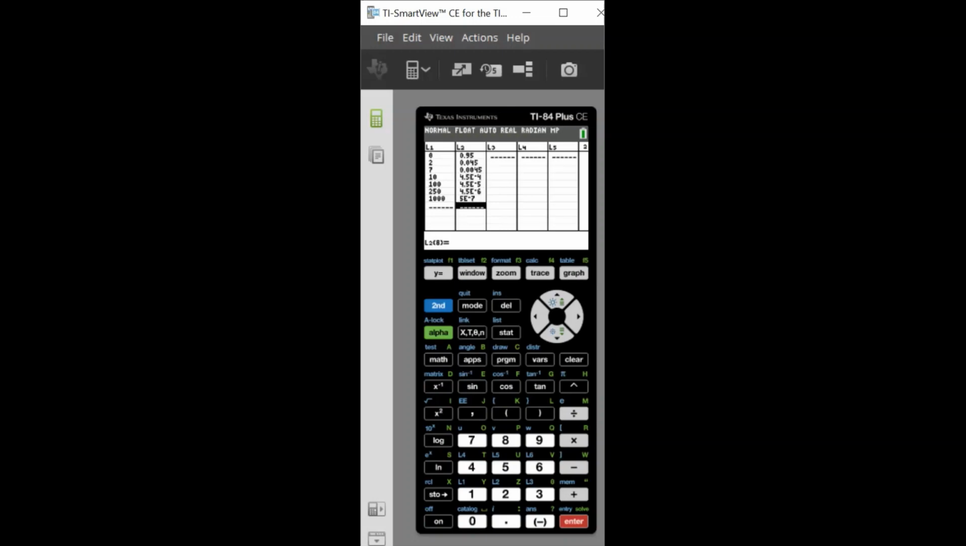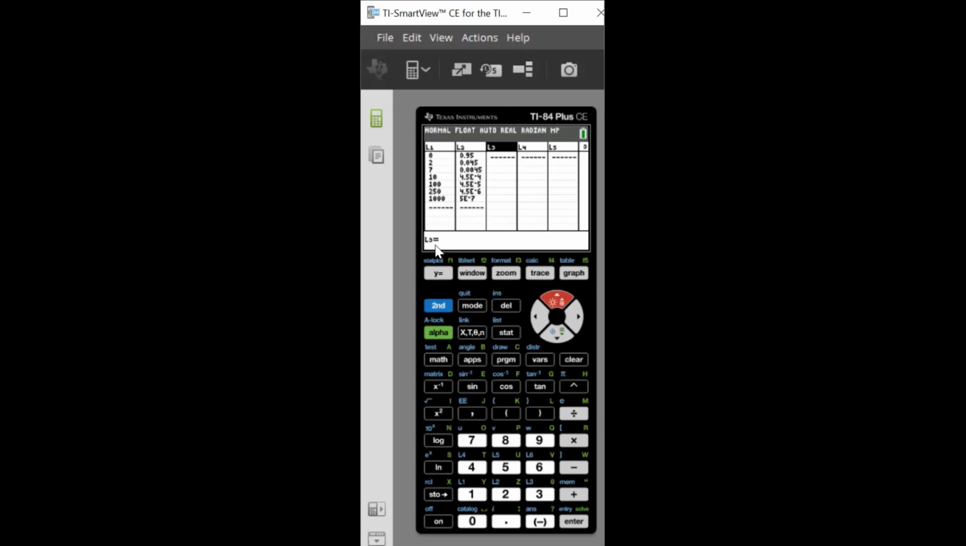Now, in order to calculate the mean, I need to multiply X values and the P values. X values are already in list L1. The P values are already in list L2. To multiply those two values, we have a shortcut. Select the list label L3 using the arrow keys. Once the label L3 is selected, you can see that L3 label becomes black. And below the table, you can see L3 equals.